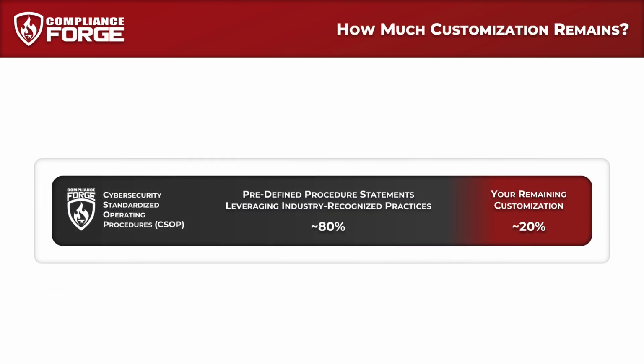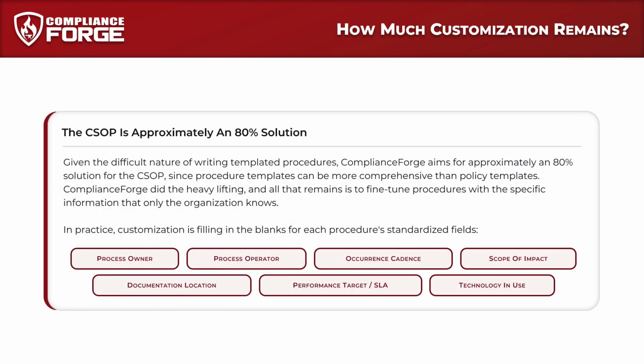So how much work is left for you? Here is the customization process at a glance. ComplianceForge aims for approximately an 80% solution for the CSOP, since procedure templates can be more comprehensive than policy templates. ComplianceForge did the heavy lifting, and all that remains is to fine-tune procedures with the specific information that only your organization knows.